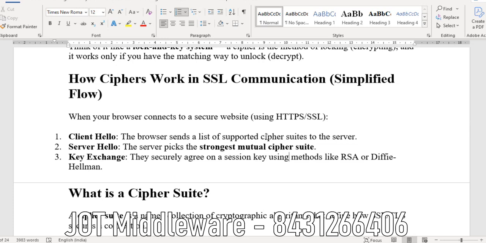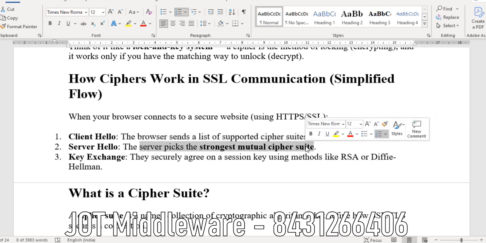So your browser will have multiple cipher suites, and that is why it sends the list of cipher suites, and the server picks the strongest and mutual cipher suite. So strongest, yes, we will discuss what is a strong, what is a weak, and what is a null cipher. And mutual, why mutual? Because both the parties have to agree upon the supported cipher. So both the parties have to agree upon supported cipher for further communication.